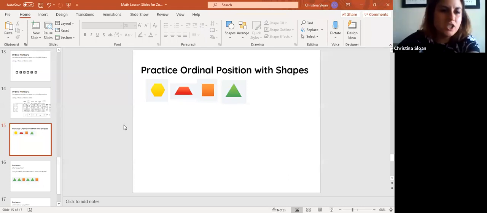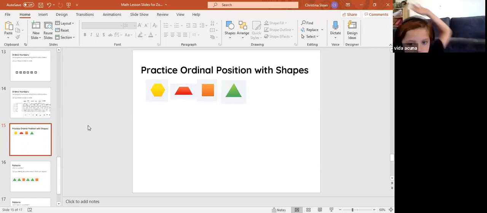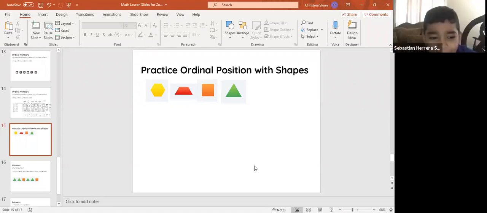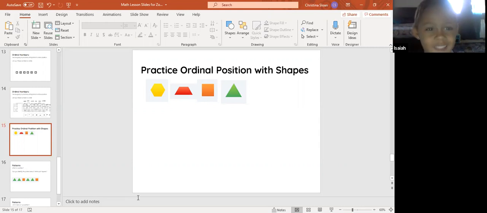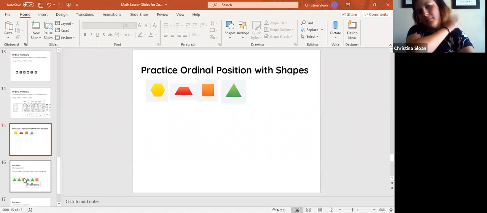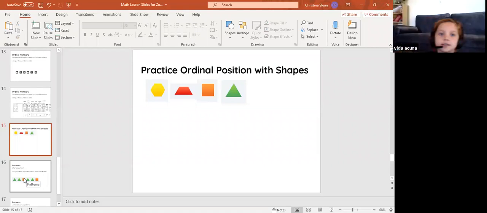All right, and which shape is the second? I'm gonna call on Isaiah because he said this was his favorite shape. The trapezoid. And what color is it? Red. Very good. This one is the second one in line. Thank you, Isaiah. Wow, you are all rocking this with the orders. Nice job, everybody. Everybody give yourselves a quick pat on the back because you're doing an amazing job.